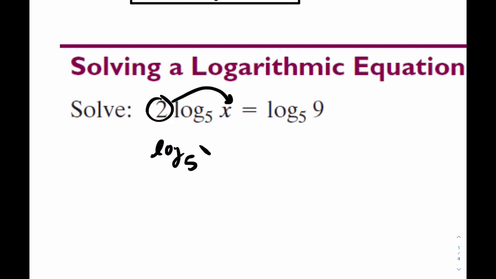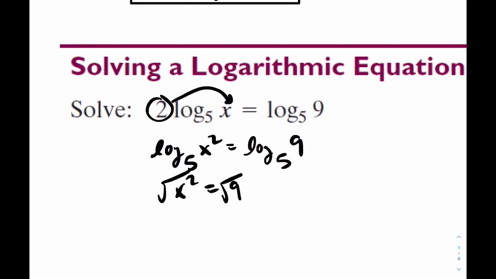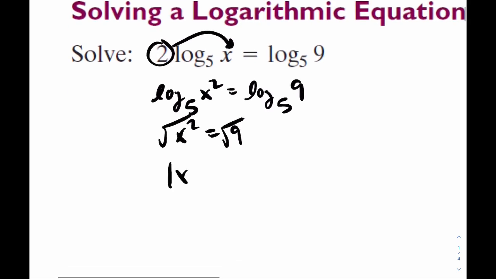Log base 5 of x squared is log base 5 of 9. Notice now I'm in that situation where I have a log and a log, same base. So our conclusion is that x squared should equal 9. Now we're going to root it. Absolute value of x is equal to 3. So x must be 3 or negative 3.